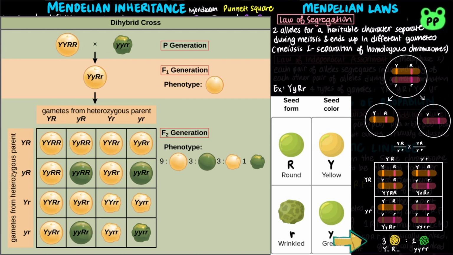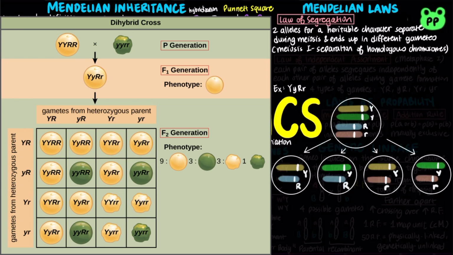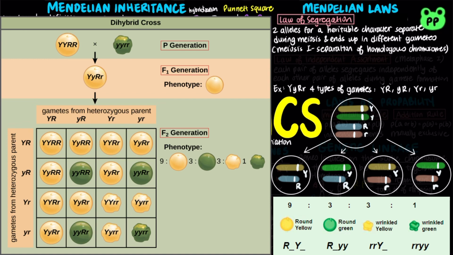And the Punnett square would predict a phenotypic ratio of 3:1 in the F2 generation. If the two characters are inherited independently of each other, there will be four possible gametes: capital Y capital R, capital Y lowercase r, lowercase y capital R, and lowercase y lowercase r. The Punnett square would predict a phenotypic ratio of 9:3:3:1 in the F2 generation.